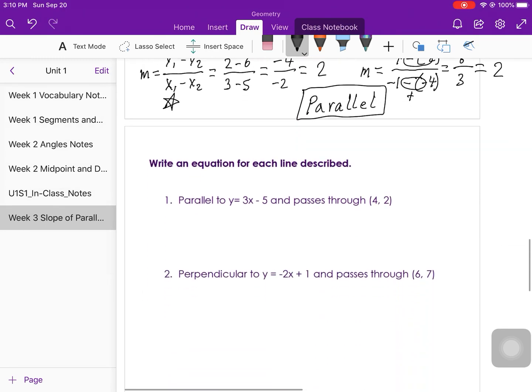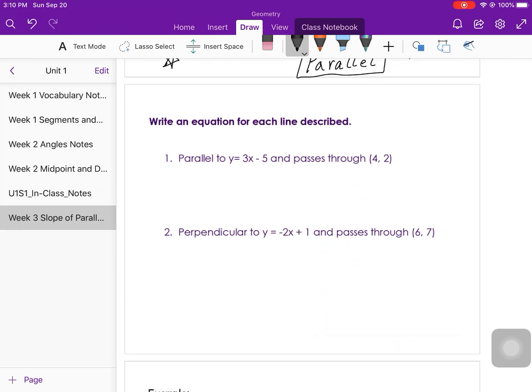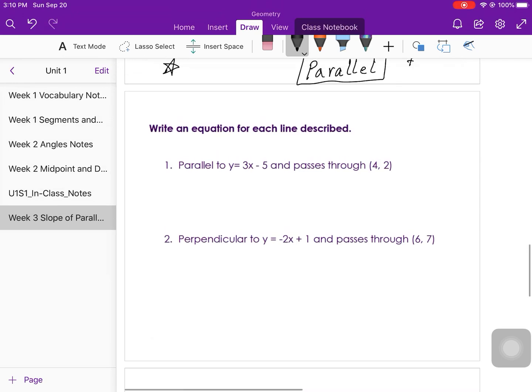All right, I'm going to continue on here. This one says write an equation for each line described. So it has to be parallel to y equals 3x minus 5 and passes through the point (4, 2). Okay, so if it's parallel to y equals 3x minus 5 and passes through that point, well, the fact that we know it's parallel tells us that the slope of our new line has to be 3, because parallel, it would have to be the exact same. So far we know it's y equals 3x.